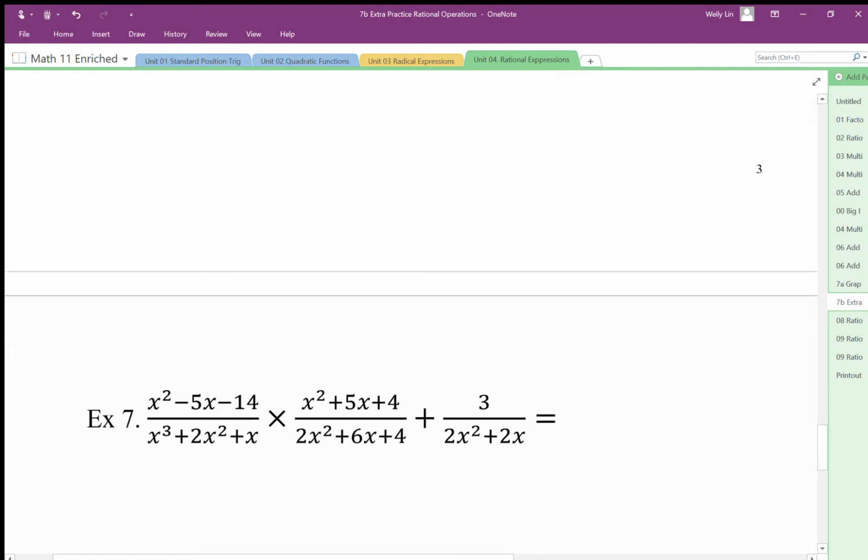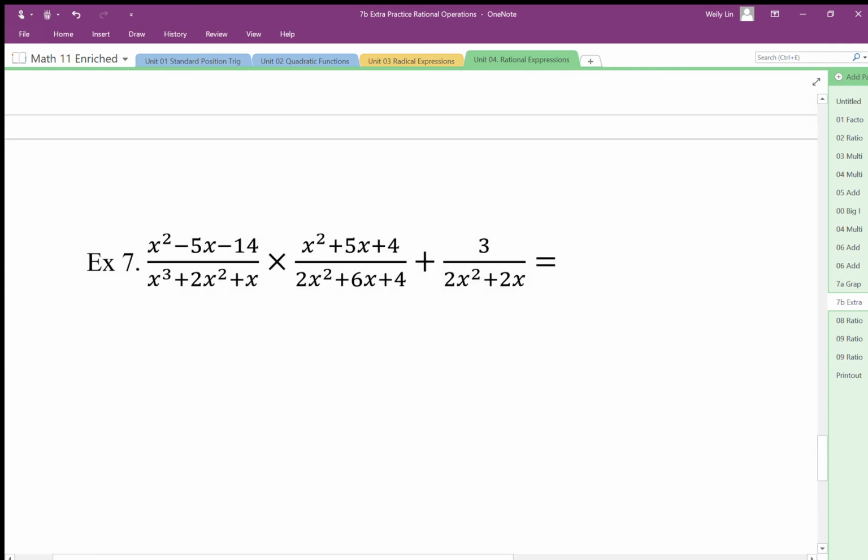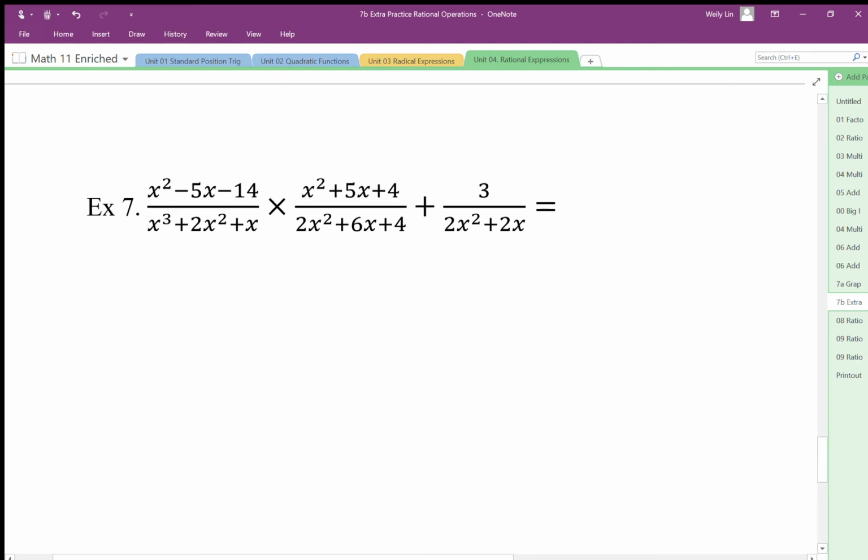Okay, so this one here, same thing, except now we're going to do the multiplication first, and then we'll do the addition. But as all these include, they've all involved factoring. So multiplying to 14, add to negative 5 is going to be negative 7 and 2. There's not much choice for 14. The denominator here looks like there's a greatest common factor of x.